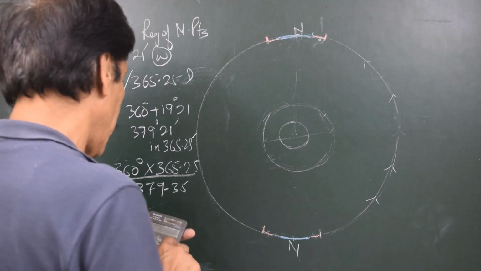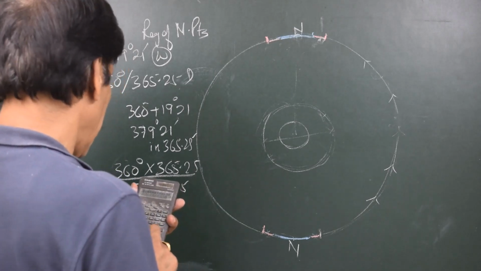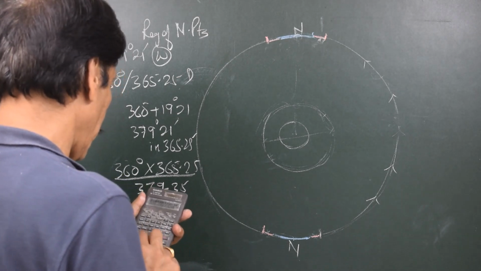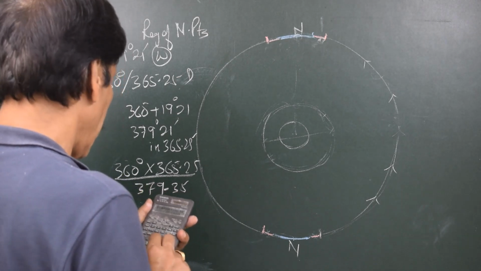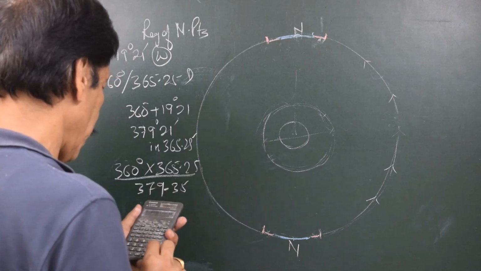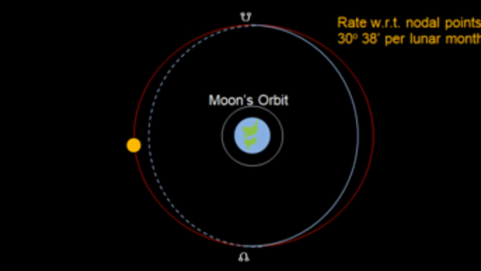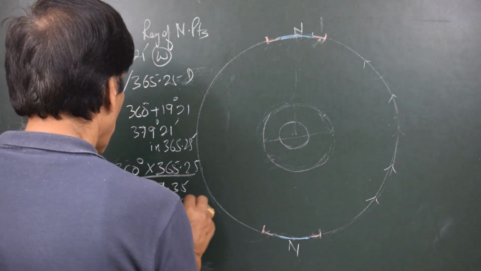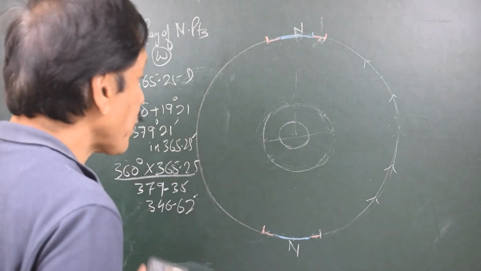So 360 into 365.25, 379.35. That gives me 346.62. 346.62.